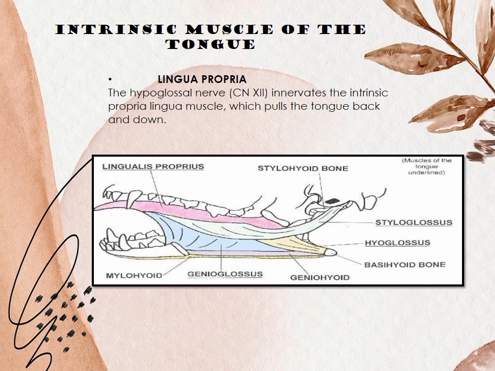Intrinsic muscle of the tongue. First one is lingua propria. The hypoglossal nerve innervates the intrinsic propria lingua muscles, which pull the tongue back and down. This nerve enables tongue movement. It controls the hypoglossus intrinsic, and this muscle also helps you speak, swallow, and move substances around your mouth.